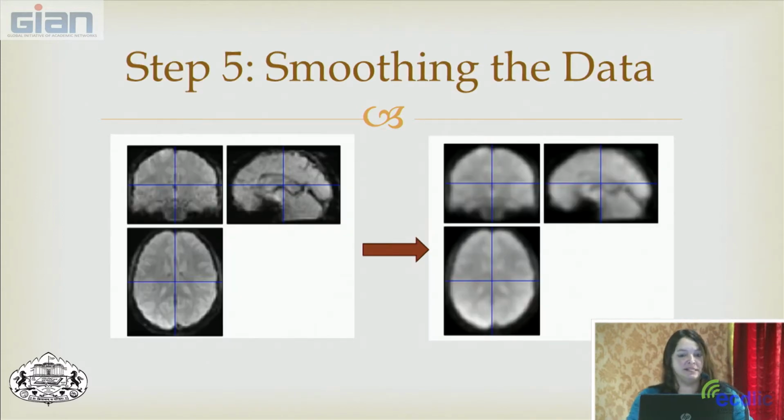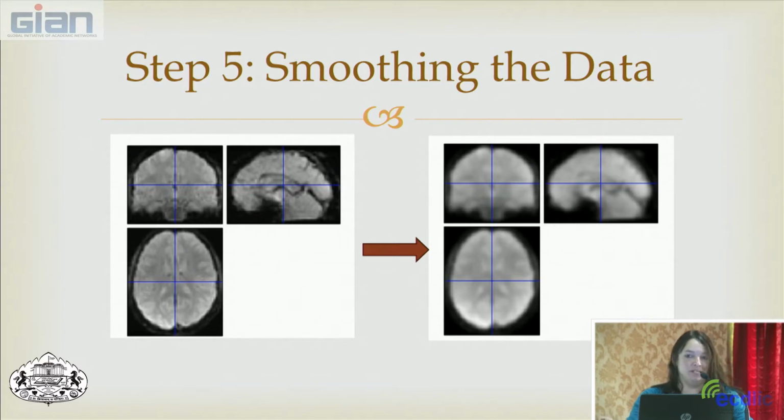Okay, our next step is data smoothing. On the left is our functional image after it's been motion corrected, co-registered to the anatomical, and normalized, and now smoothing. You can see on the left is a crisper brain. On the right is after spatial smoothing. And we used a 6 millimeter Gaussian smoothing kernel for this.